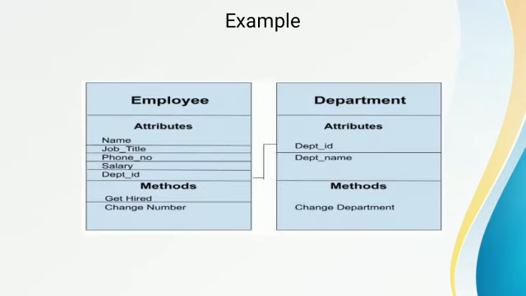This is an example of the object oriented model. Here the employee is one object, and the department is another object. The attributes of the employee object are name, job title, phone number, salary, department ID, and its methods are get, hire, change number. The department object has the attributes department ID and name, and change department is one of its methods. This is the way we represent objects in the object oriented model.